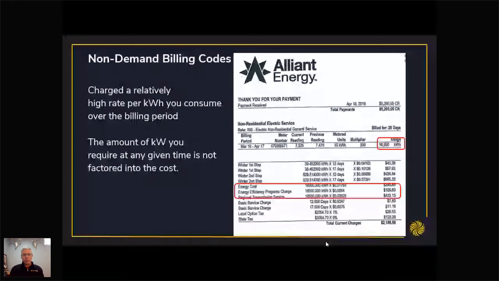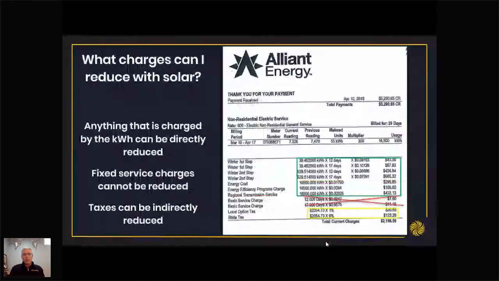So a very common question that we here at Simple Rig get is, what charges on my electric bill can be reduced or eliminated if I go solar? So what I've done here is I've made a green square around all of the charges that can be directly reduced or eliminated by going solar. And what you'll see there is anything that you are charged by the kilowatt hour directly, it can be directly reduced or eliminated by going solar.